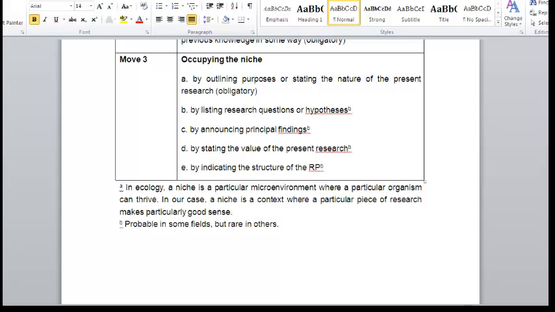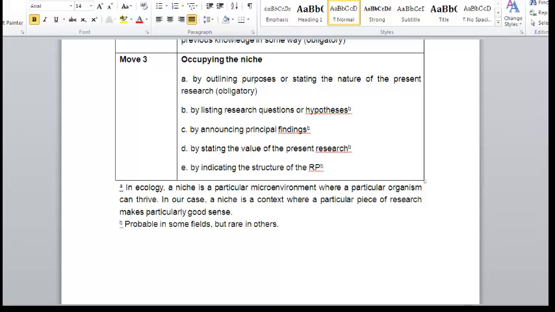So that's the obligatory part, is to outline the purposes or stating the nature of the present research, is specifically how is your research going to help to fill this hole that's been left by previous scholarship, or that's been unaddressed by previous scholarship. A number of different ways that you can do this. Again, these are going to depend on your field and what's customary in your field. How do people show that their research is something that solves a problem? And so B, C, D, and E are all going to be ways that you can do this.